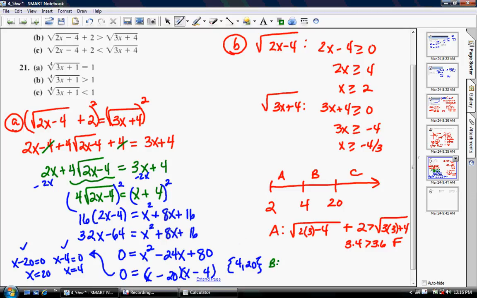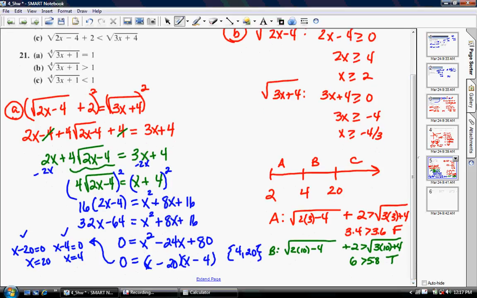In region B, I need a number between 4 and 20, so maybe 10. It's the square root of 2 times 10 minus 4, plus 2. Is that greater than the square root of 3 times 10 plus 4? So what is that? 20 minus 4 is 16. Oh good, we know that one. The square root of 16 is 4. 4 plus 2 is 6. On the right we get, what, 30 plus 4 is the square root of 34. Well, the square root of 34 is less than 6. We know that, right? It is 5.8. So 6 is greater than 5.8, so that's true.